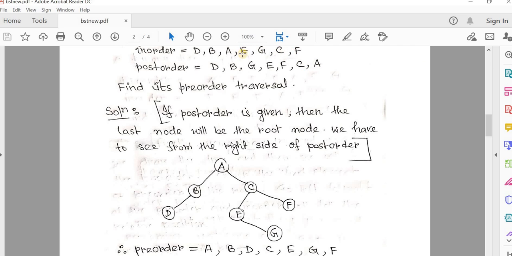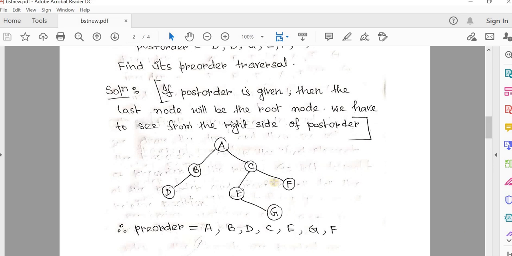We have to see in in-order that E2 is on the left of C. Then G comes next: G is on the left of F but on the right, so G is on the right of E2, which is on the left of C. Next B2: B2 goes on the left of E, so it is on the left of B. Then D2 is on the left of B. So we have got the tree. Thus we have got the tree, and now we can easily find the pre-order traversal.